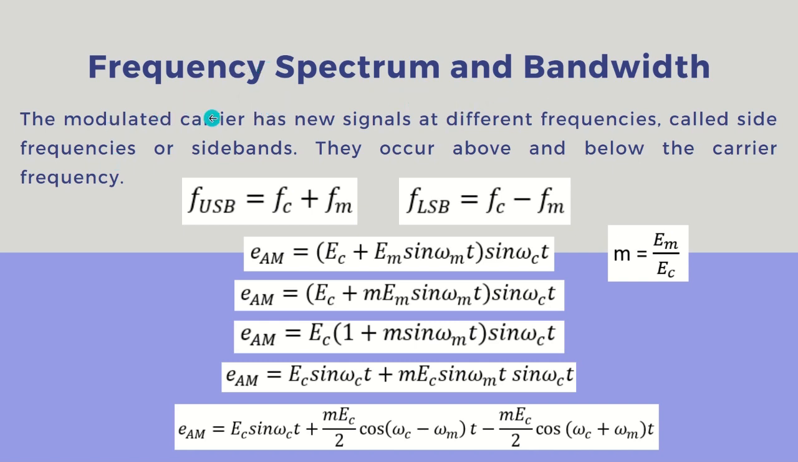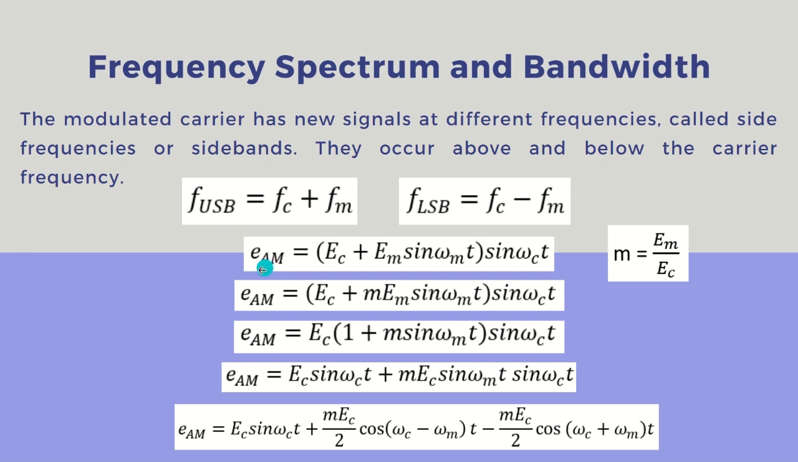Frequency spectrum and bandwidth. The modulated carrier has new signals at different frequencies, called side frequencies or sidebands, and they occur above and below the carrier frequency. We have our upper sideband as well as lower sideband. USB is upper sideband and LSB is lower sideband, FC is the carrier frequency and FM is the modulating signal frequency. So FUSB is equal to FC plus FM. FLSB is equal to FC minus FM.